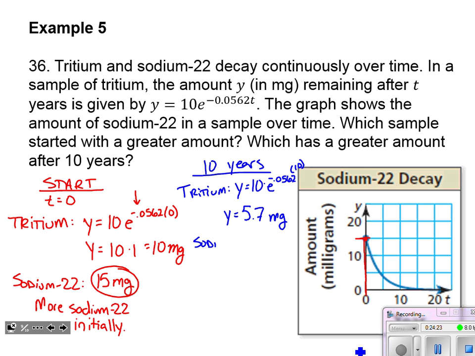And my sodium, from the graph, I go over to 10. Here I am there. And if I look at the increments, 5, 10, 15, 20, I can tell that I am very, very far below 5 even. So sodium, I'm going to say that's approximately, I don't know, 1.5 milligrams. All right, so which has the greater amount after 10 years? There's more tritium after 10 years.